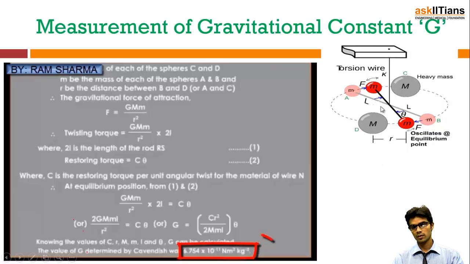Here, this is the torsion wire, this is the heavy mass CD, and this is the smaller mass AB, and after rotation by theta, this is the new position of AB. The length of AB is 2L, and the angle of rotation is theta. So now go to the next slide.